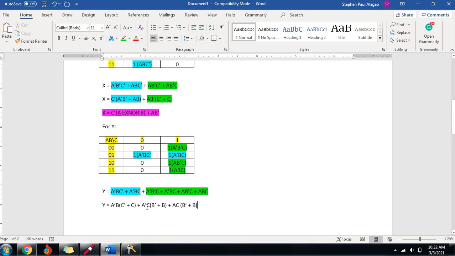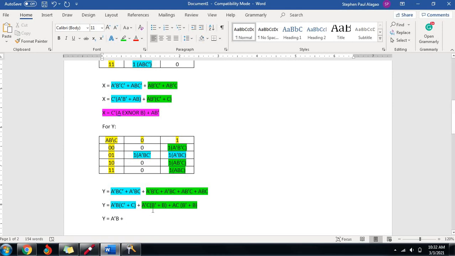So next, y is equal to, this one is the blue, and this one is the green. So simplify, you have A bar B, plus, what's the common?